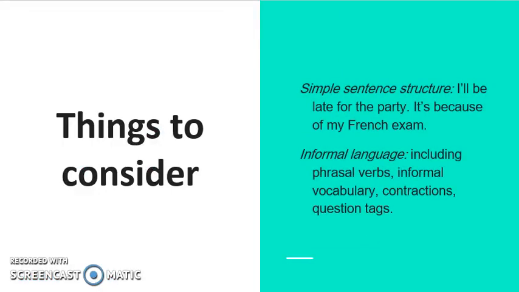You have some things to consider. Keep your sentences short, as I am explaining all the time in class. Make your sentences short. In English, we have short sentences. Okay? And the informal language includes phrasal verbs, informal vocabulary, contractions, and question tags. So this is really important to consider.